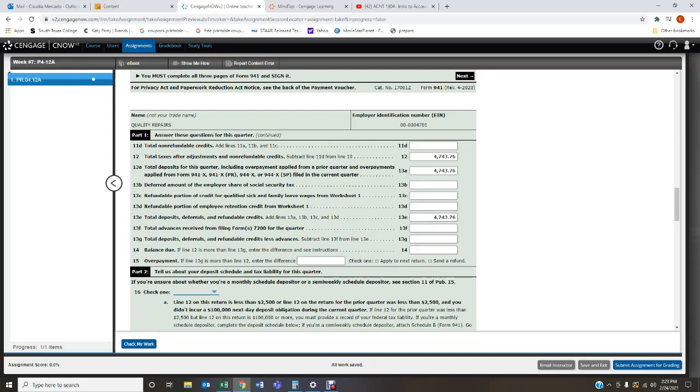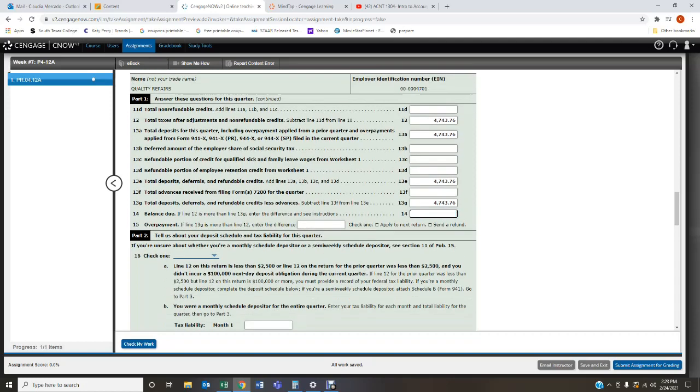13F, it's asking you total advances received from filing Form 7200 for the quarter. That does not apply. 13G, total deposits, deferrals, and refundable credits less any advances. The total deposits made were 47.43.76. And that is it. Balance due, we don't have a balance due. We deposited 47.43.76, so we don't have a balance due.